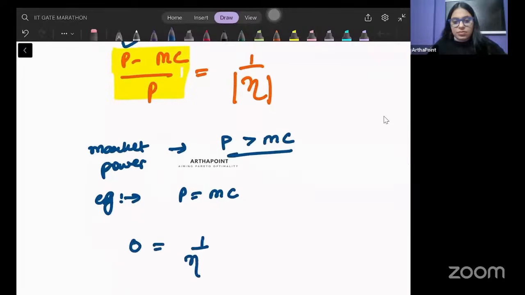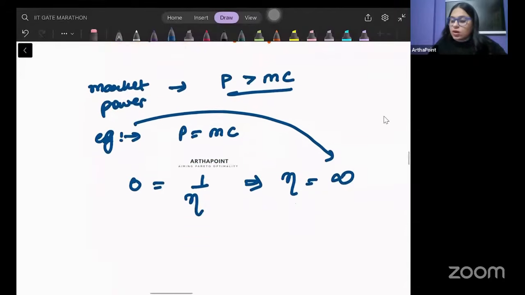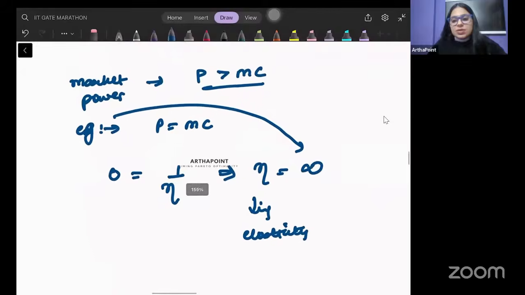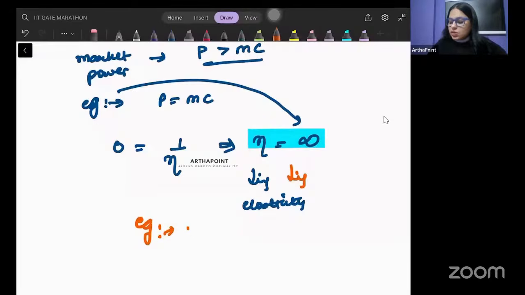0 is equal to 1 by elasticity. This is possible when my elasticity is infinity. And that's true, for perfect competition you have perfectly elastic demand. Now, if I start reducing the elasticity, what does reducing elasticity mean? I am going towards monopoly. From perfectly elastic demand, I am reducing the elasticity. So take an example of a person who is making a COVID vaccine. He's a monopolist. There is no other competition there.